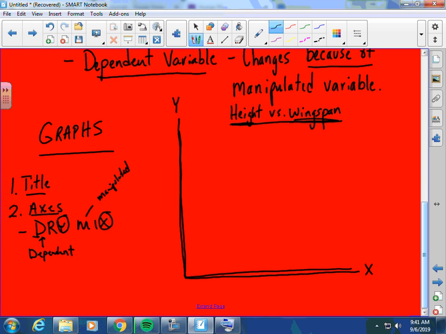So the wingspan depends on a person's height. Let's see. Show of hands, everybody please participate. That means if you don't raise your hand, you disagree. So I'm going to say, raise your hand if you agree that the wingspan depends on their height.